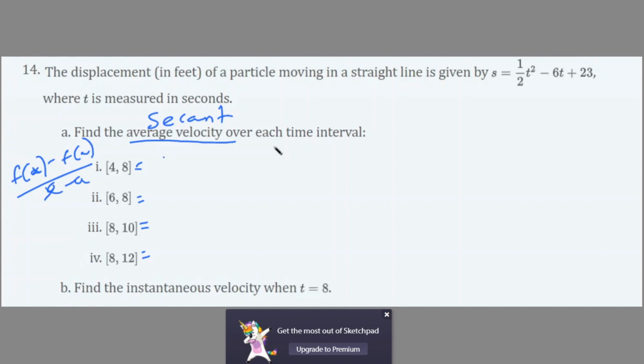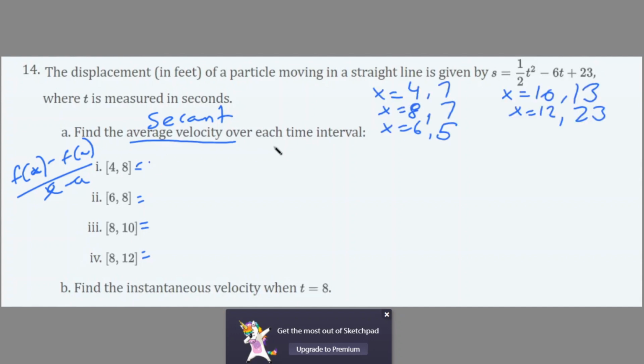So in order to do that, we just need to plug in these values and figure that out. Alright, so what I've done is I've gone ahead and figured out the y values for all the x values that we're using, just so we don't have to stay here and calculate all that. So for the first one, we need to find the secant line from x equals 4 to 8. So what we should do is take the y values and subtract them.